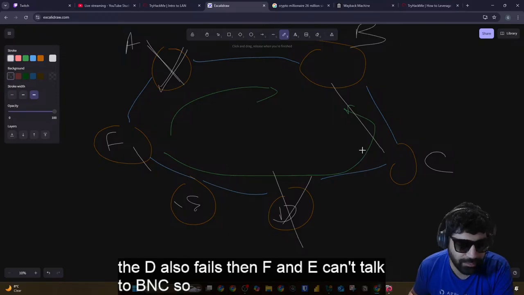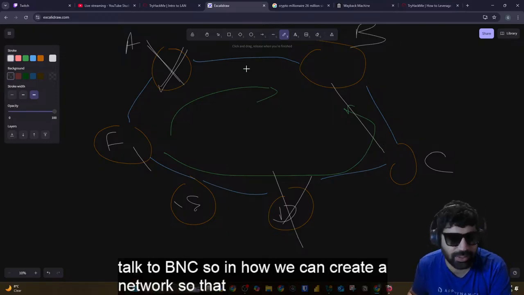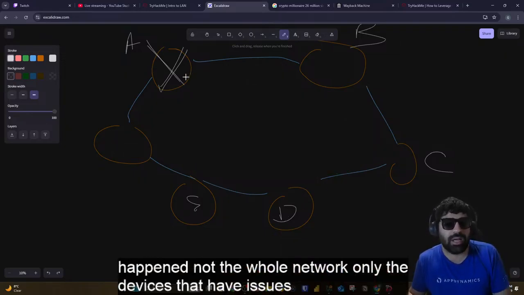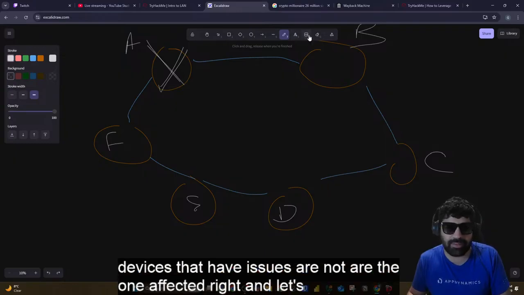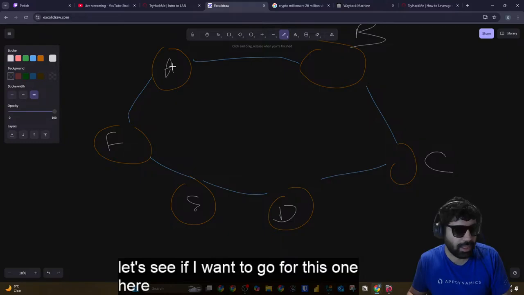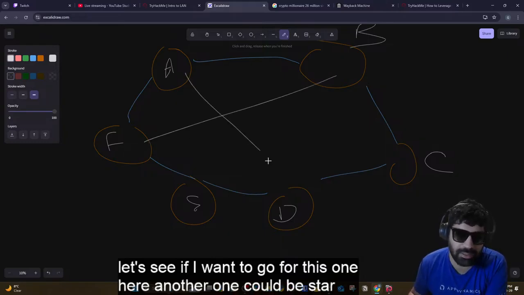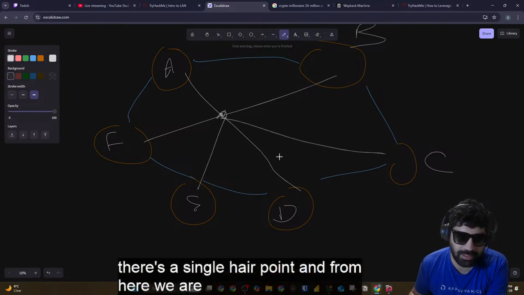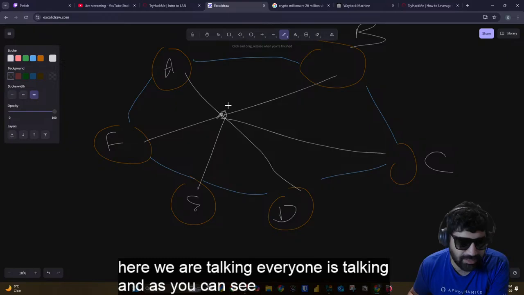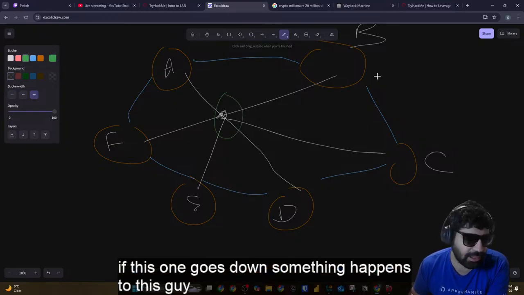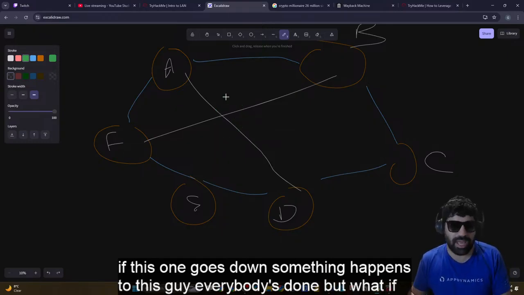So how can we create a network so that if these situations happen, not the whole network, only the devices that have issues are the ones affected? Another one could be star. There is a single point here, and from here everyone is talking. As you can see, the issue is that if this one goes down, something happens to this guy, everybody's done.